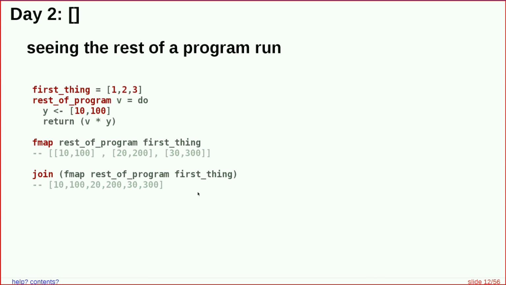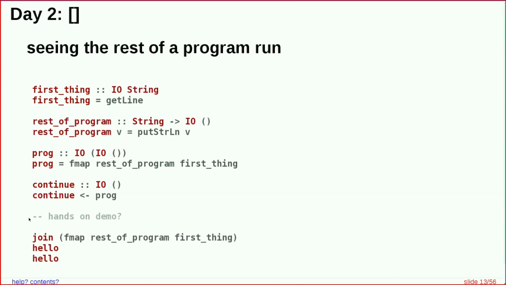So join for the list monad is concat. It takes a bunch of lists and adds all the elements together, and we get the same result here. And that's equivalent to this bind notation, where you can write 1 in terms of the others.